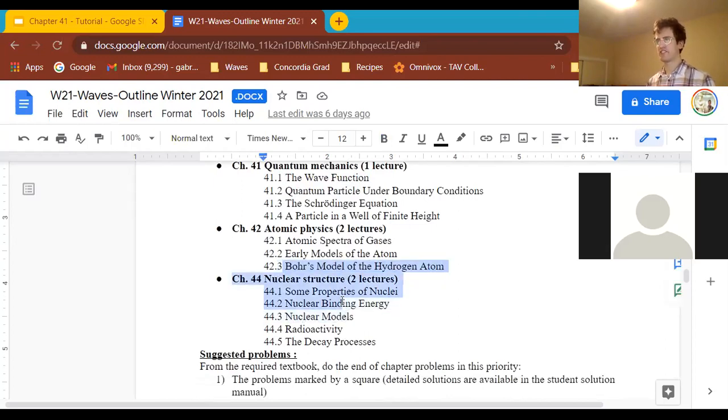For the nuclear structure stuff, probably the most important thing will be the nuclear binding energy and radioactivity and the decay process. So that's the types of decays like beta decay, alpha decay, and gamma decay. Have you ever heard of the word carbon dating? That's when you look at how much of a sample is left, and based on the half-life of that material, you can figure out how old the object you're looking at is.